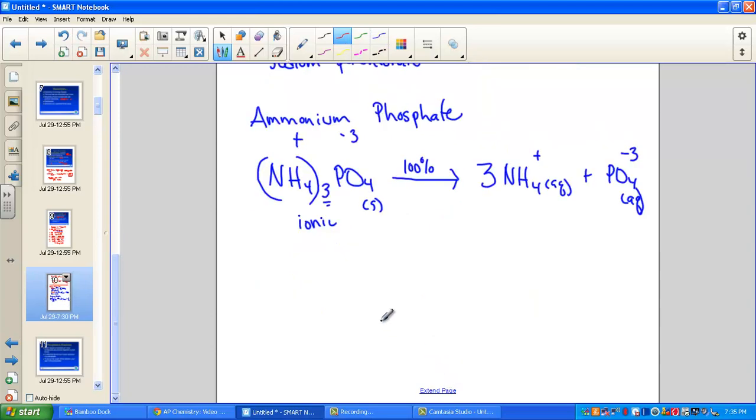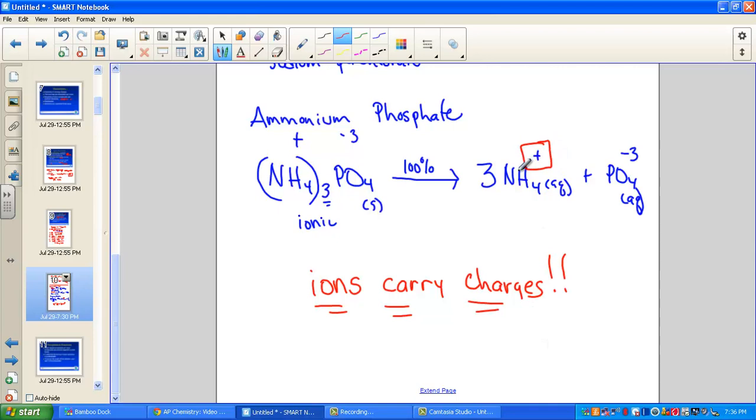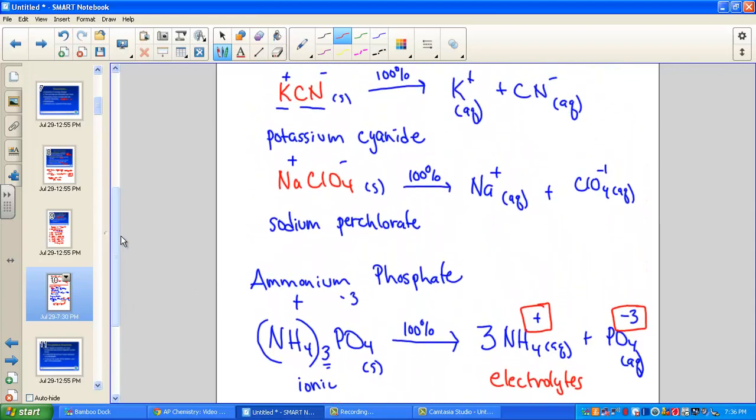Now friends, I cannot stress enough, most people, if they lose points on quiz questions or whatever might get marked wrong, it's because of this little tiny detail. Ions carry charges. Please write that in your notepad with me. Underline it a couple times and let me stress what I'm saying. Without the positive sign on ammonium or the -3 sign on the phosphate, I cannot give credit, because electrolytes must be charged in order to conduct a current. Charges flowing through water are electrolytes.